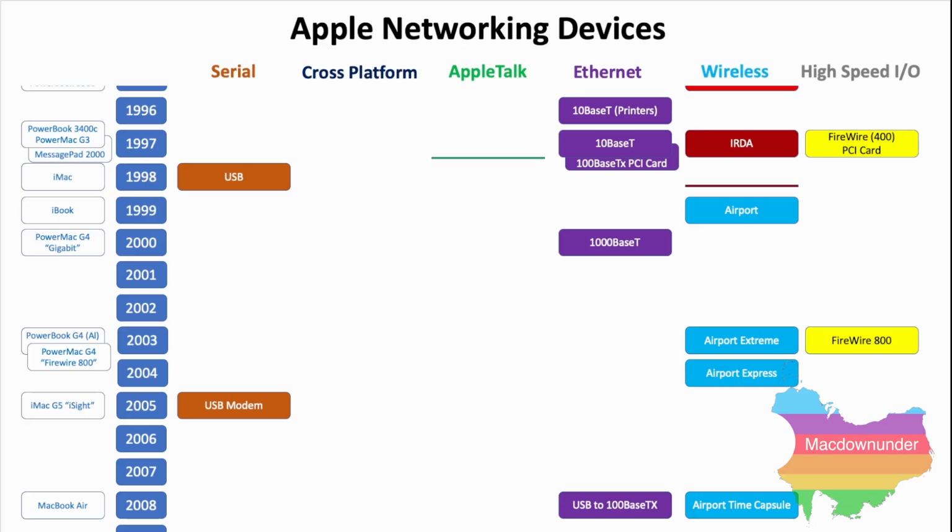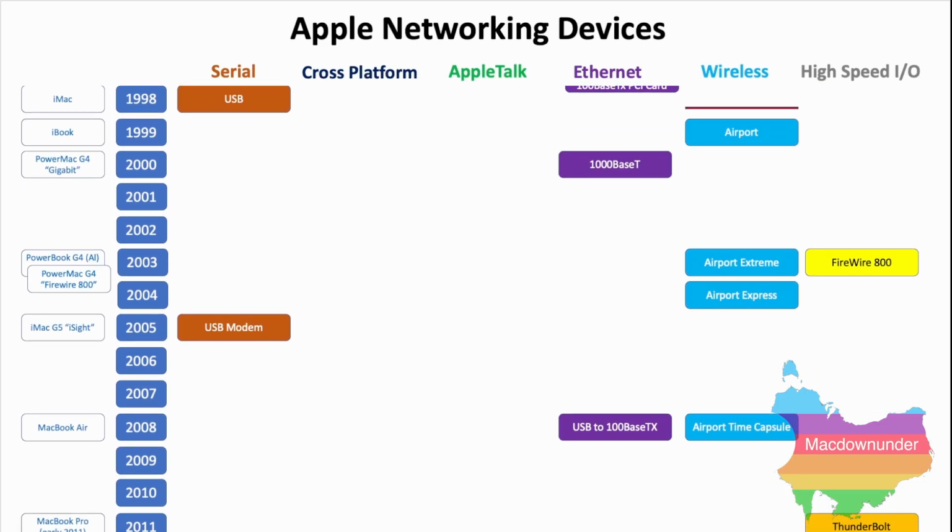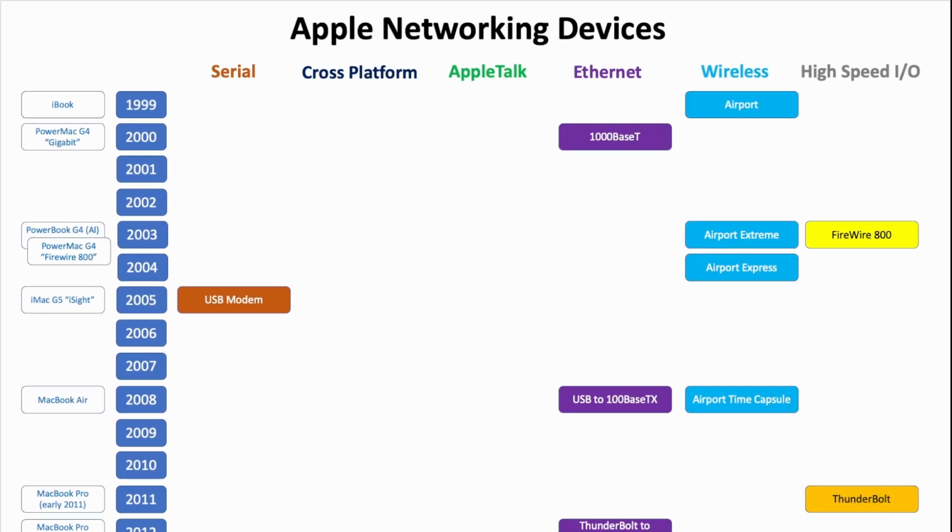That same year, the Airport Time Capsule, a hard drive in a router, was released. Fast forward to 2011, and the MacBook Pro announced the launch of Thunderbolt, the replacement to Firewire as the high-speed input-output device, but still capable of networking.